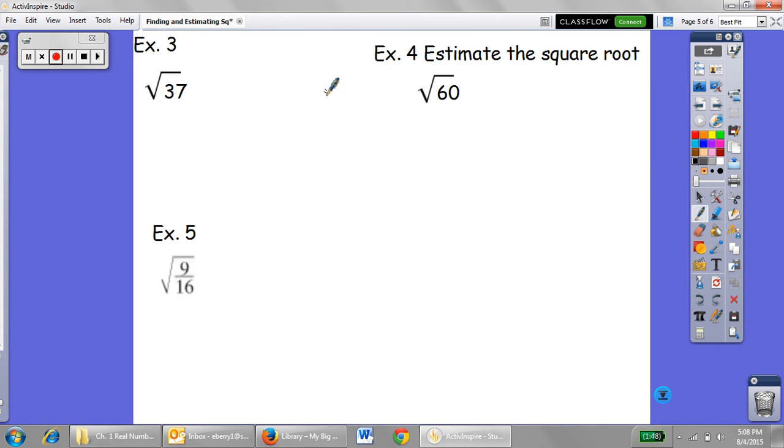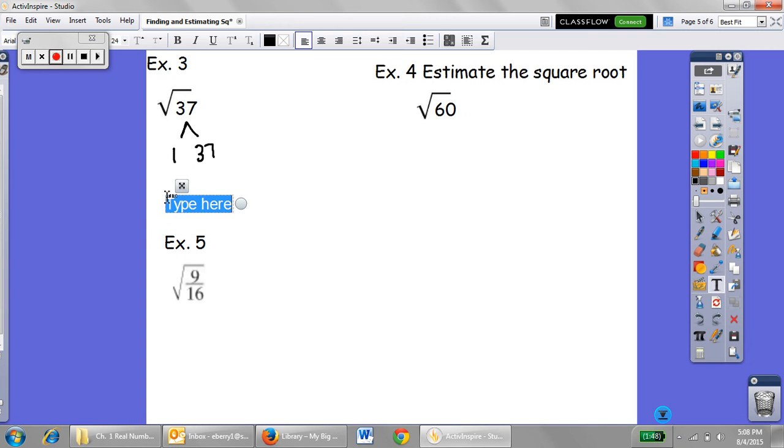Example 3, the square root of 37. 37, when you break it down, is 1 and 37. There are no other factors. So this is what we call an irrational square root.